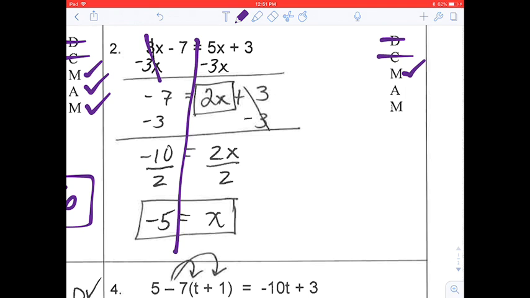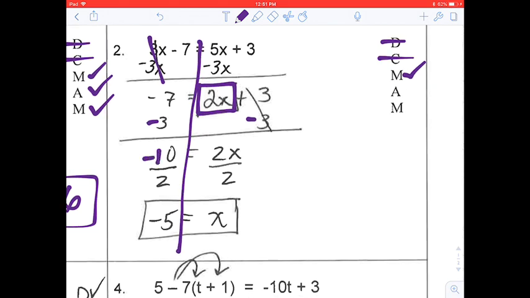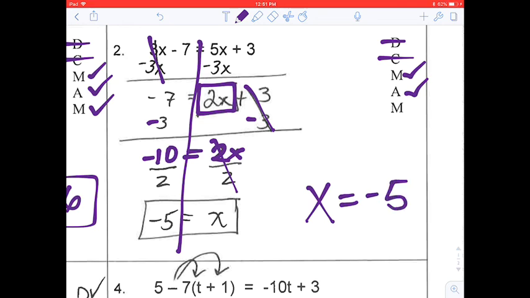Then we look for things to add and subtract. If we want to get this variable by itself, that means we need to get rid of that plus 3. We use a minus 3 on both sides. Negative 7 minus 3 is negative 10. And 3 minus 3 cancels and just leaves 2x. To get the x by itself, you cancel the 2 out by using division. 2x divided by 2 leaves x. Negative 10 divided by 2 leaves negative 5. So x equals negative 5.